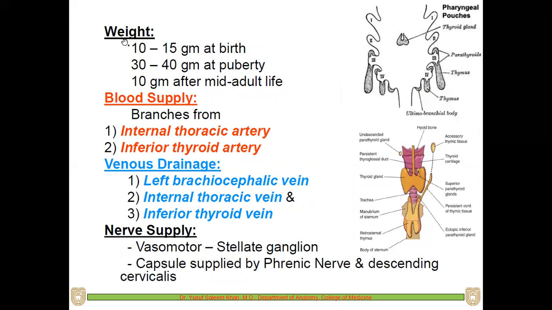As we have seen already, the weight at birth is 10 to 15 grams, it reaches the maximum size of 30 to 40 grams at puberty, and by the mid-adult age group it goes back to the size at birth, that is 10 grams. Okay. So this is the thymus developing from the third pharyngeal pouch. These are the pharyngeal pouches.